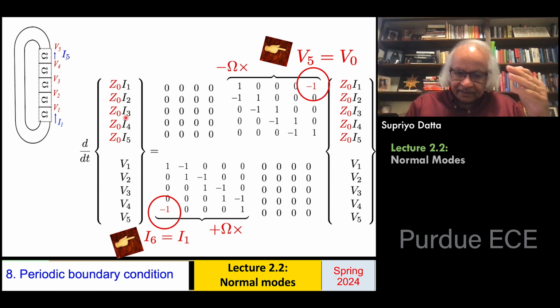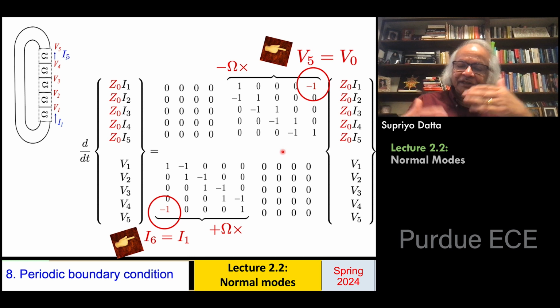But there is no I6 because the variables run from 1 to 5. There's no I6. But because of the periodic boundary condition, I6 is the same as I1, and so you can put in the minus 1 over there. So that's the modification. These two elements get changed a little bit. But with this change, we get a matrix whose eigenvalues can be easily diagonalized. And that's why we are using this boundary condition.